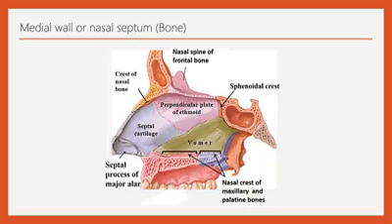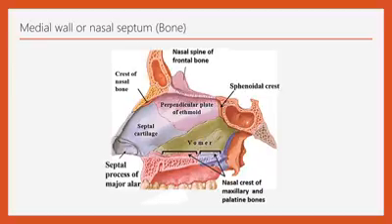Now let's study the medial wall or the nasal septum. The nasal septum actually divides the nasal cavity into two halves. Most of the septum is lined on each side by the mucous membrane, except for the movable part, also known as the mobile part. That part is lined by the skin.